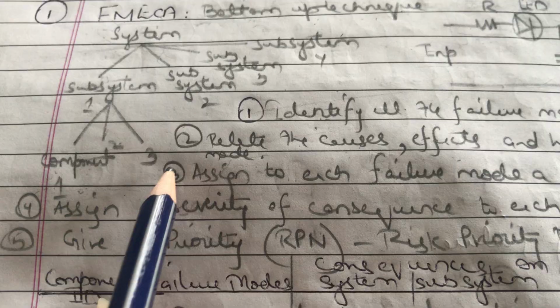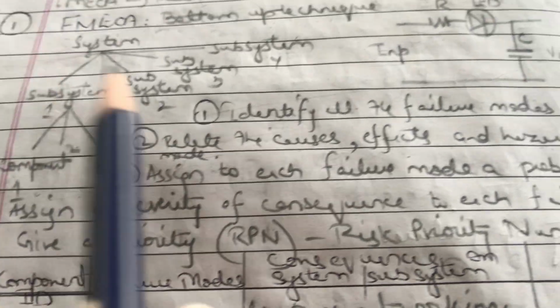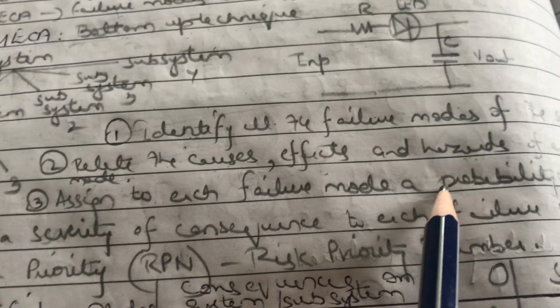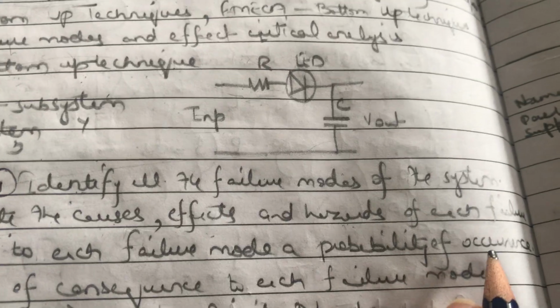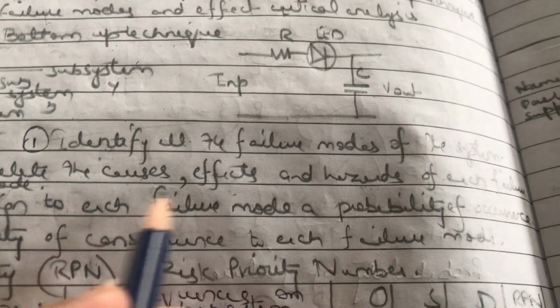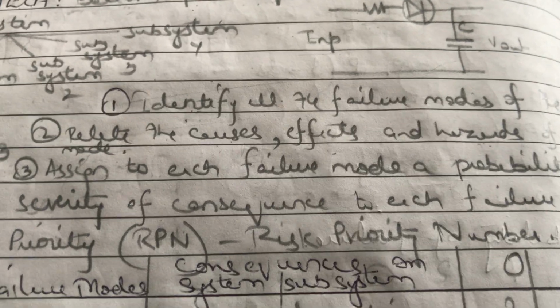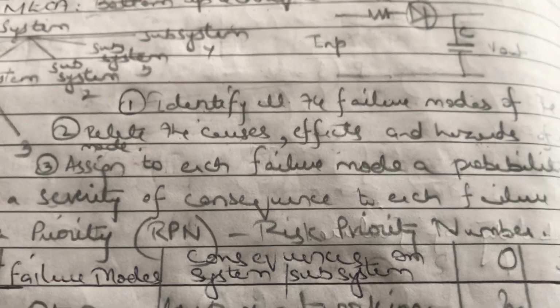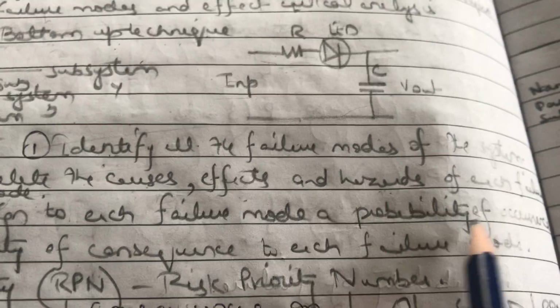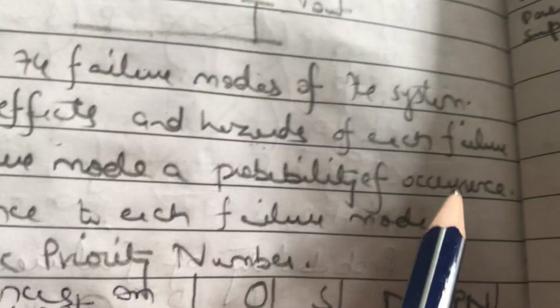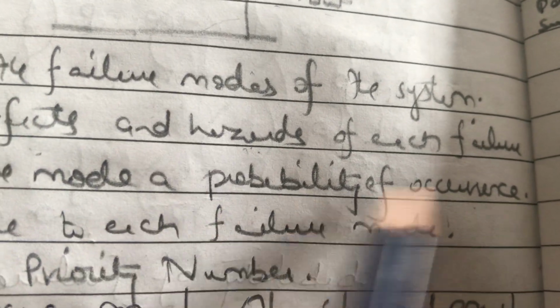Now the third part. What is the third point? Assign to each failure mode a probability of occurrence. First we take the failure mode as short, and we have to assign a probability of occurrence to each failure mode.